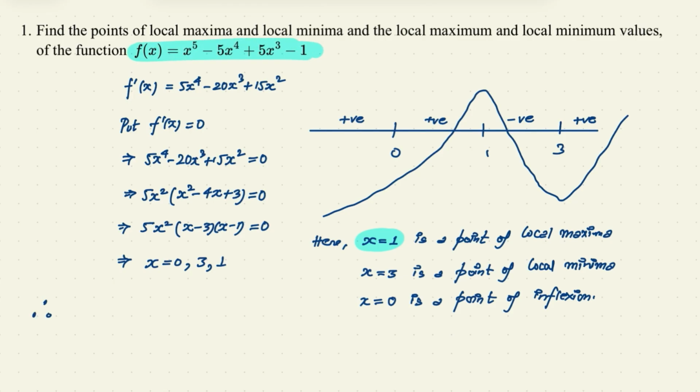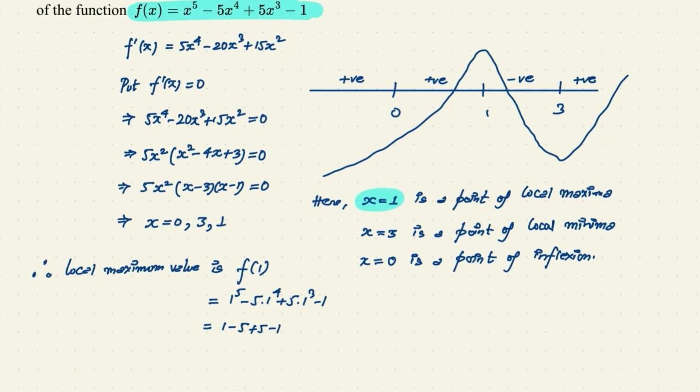So therefore, the local maximum value is f of 1, putting the value of x equals to 1. We have to put the value of 1 in the given function, then it will be 1 to the power 5 minus 5 into 1 to the power 4 plus 5 into 1 cube minus 1, and that will be 1 minus 5 plus 5 minus 1, which is equal to 0. So 0 is the local maximum value.